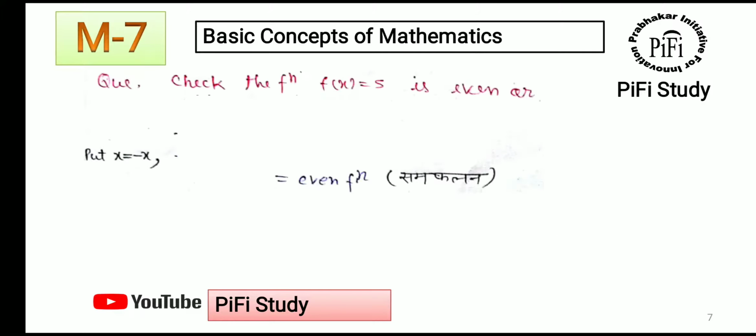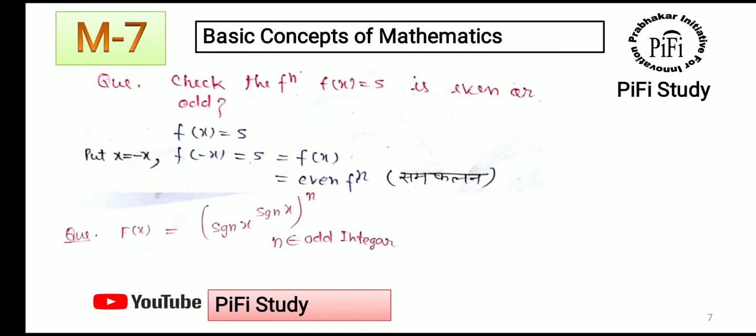So let us try another example. If fx is equal to 5, check whether it is even or odd. So fx is equal to 5 is a constant function. Put x equal to -x. Then f minus x is equal to 5 because it is a constant function. Nothing is there on the right hand side, so it is equal to fx. So it is an even function.